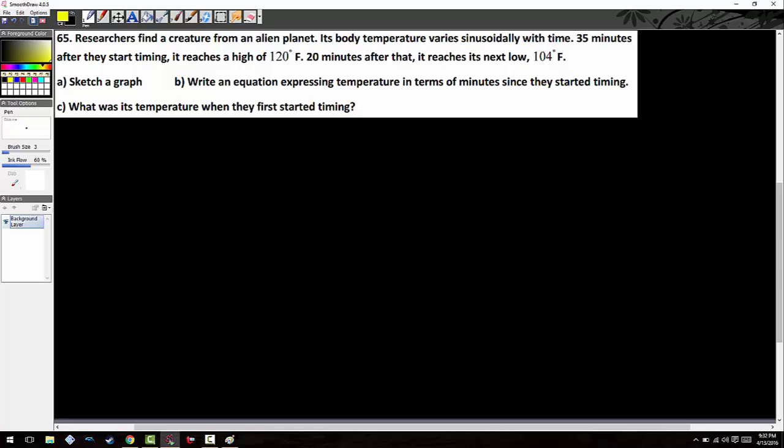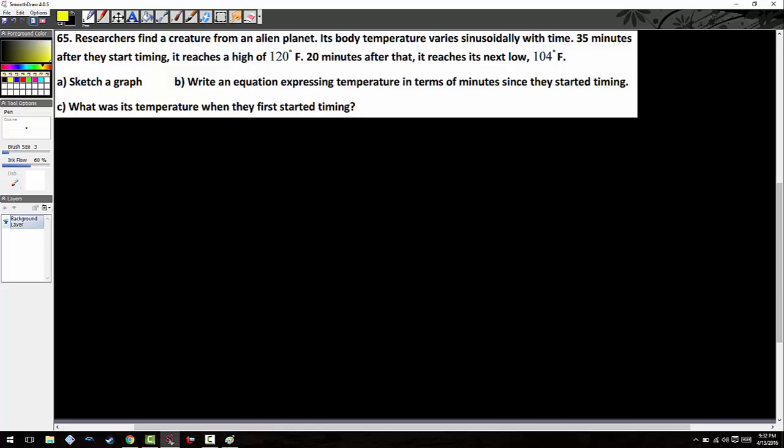Okay, so it looks like 65 is the problem of choice here. Researchers find a creature from an alien planet. Its body temperature varies sinusoidally with time. 35 minutes after they start timing, it reaches a high of 120 degrees Fahrenheit. 20 minutes after that, it reaches its low of 104 degrees Fahrenheit. Sketch a graph, write an equation, and find what the temperature was when they first started timing.